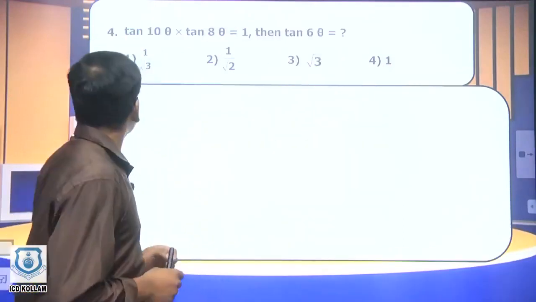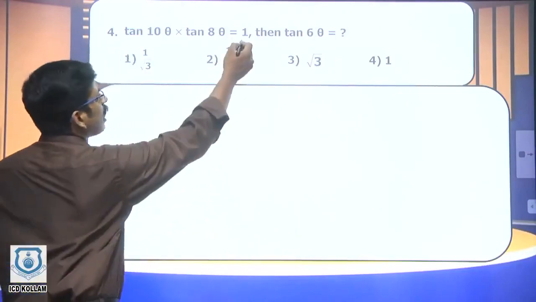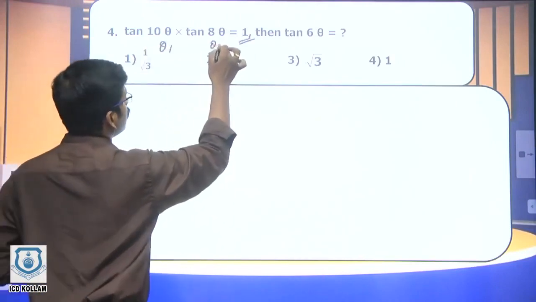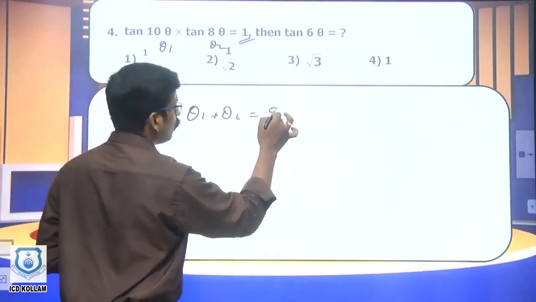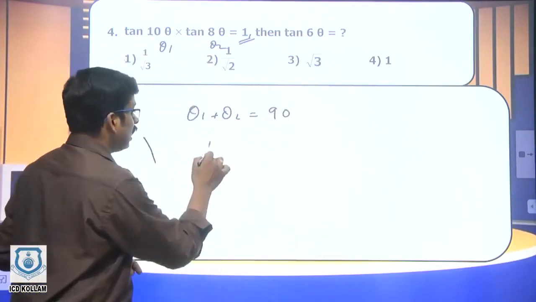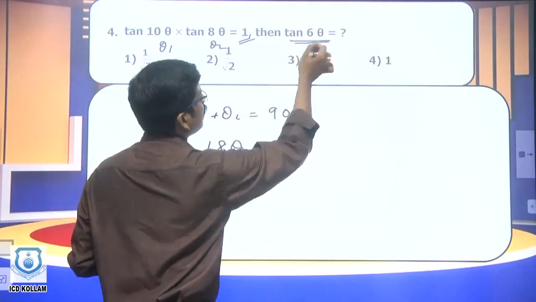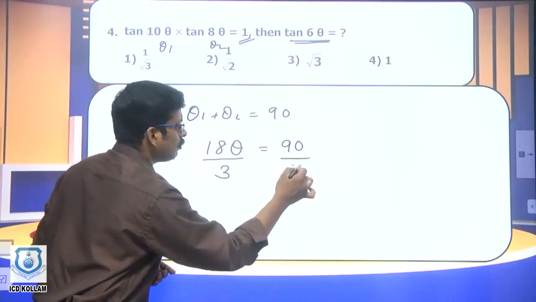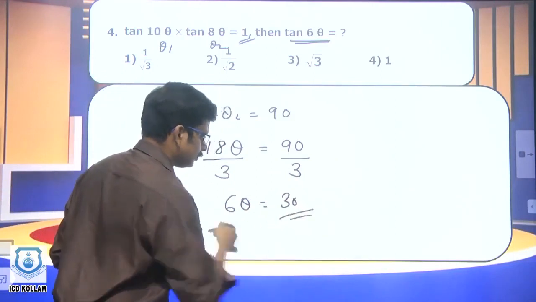Question number 4. Tan 10 theta into tan 8 theta equals 1. You know, this happens only when theta 1 plus theta 2 equals 90 degree. Here theta 1 is 10 theta and theta 2 is 8 theta. So total 18 theta equals 90. What you need to find is tan 6 theta. For getting 6 theta, we need to divide both sides by 3. So 6 theta equals 30.